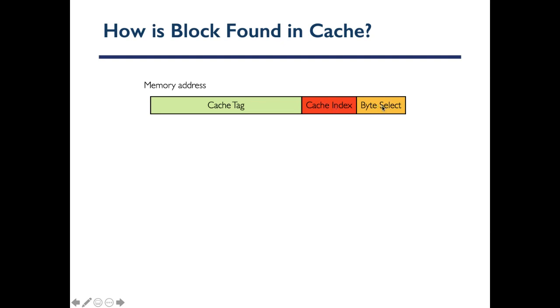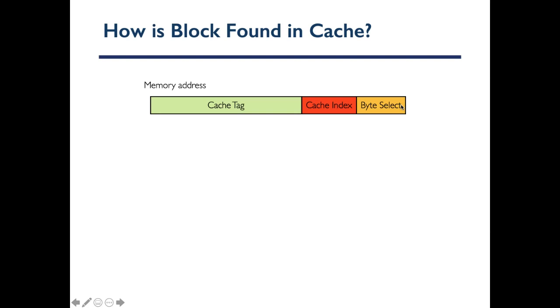Now, why do I have this byte select here and I didn't have it previously? Previously, I didn't need this byte select because each block was 1 byte. But if you have blocks with more bytes, then you need to see which byte of that block you need for your access.